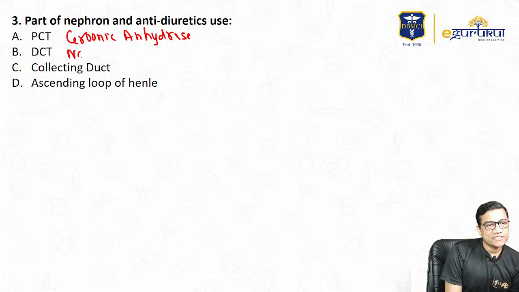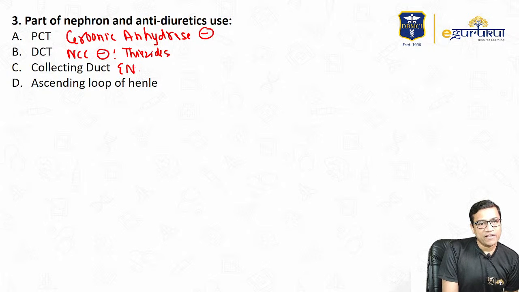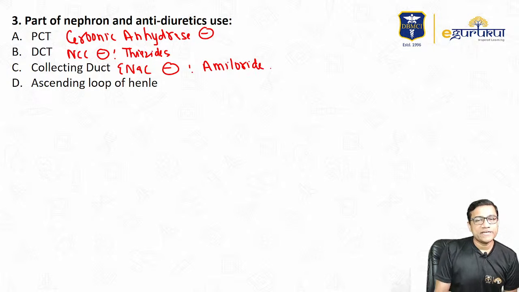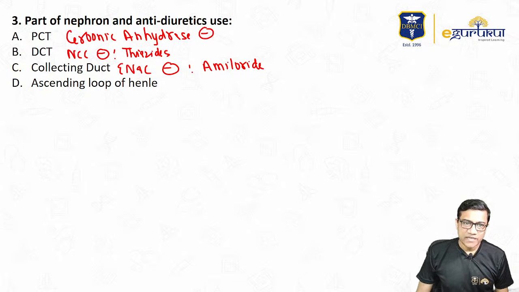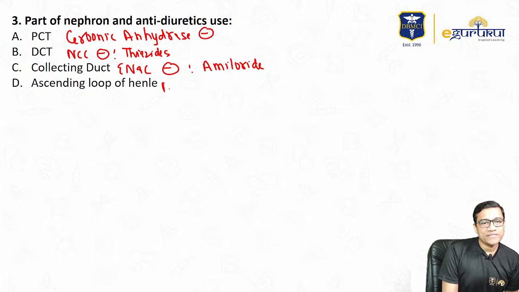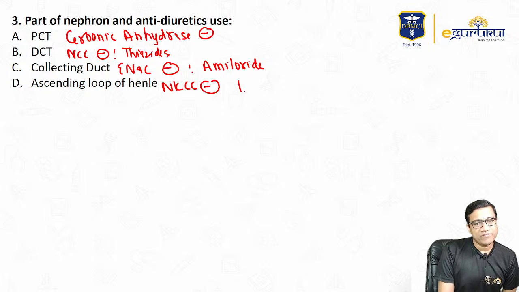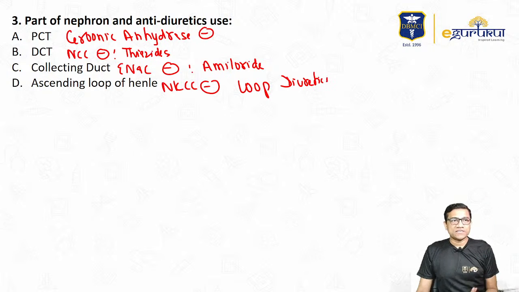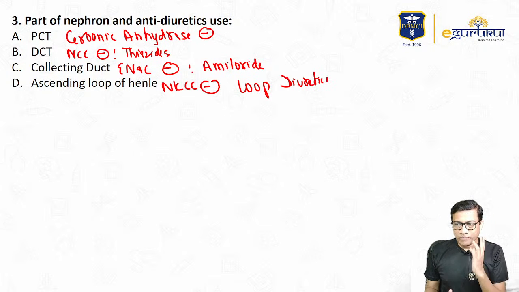DCT contains NCC, and who blocks the NCC? So it's inhibited by thiazides. In the collecting duct, we have ENaC, and ENaC is blocked by which drugs? Yes, amiloride. This I discussed in my kidney lecture also. If you look, the details are covered there. And the ascending loop has NKCC. Who blocks the NKCC? NKCC is blocked by our very famous loop diuretics. So I don't know what the question was, so I just gave you the answer. For the part of nephron, if they were matching, you could have matched it very well.